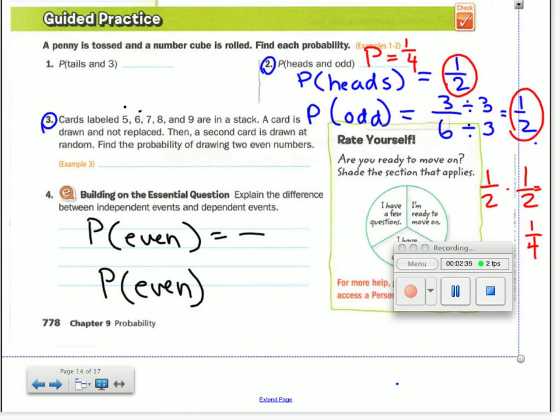Now, how many total numbers or cards were there? 5. How many even numbers were in that 5? 2. So we have a 2 in 5 chance. The thing that changes now is if I were to have drawn this 6, it is no longer there. So how many outcomes do I have left now? 4. And we're assuming that we drew a 6, an even number. How many even numbers are left?